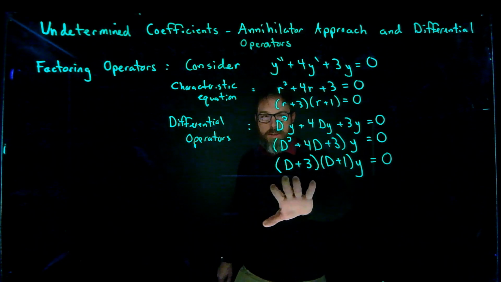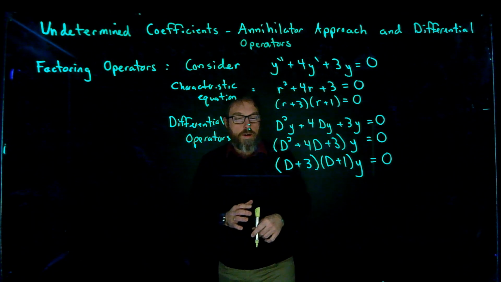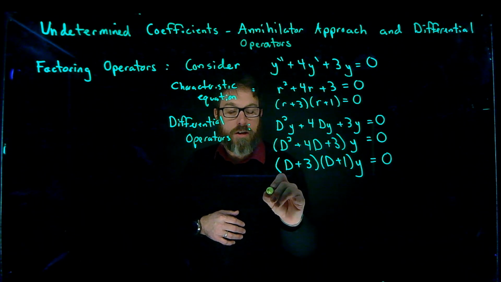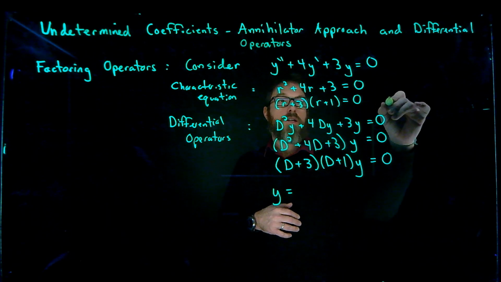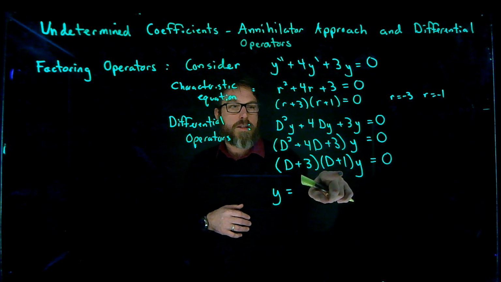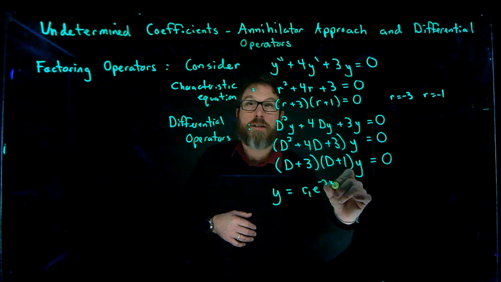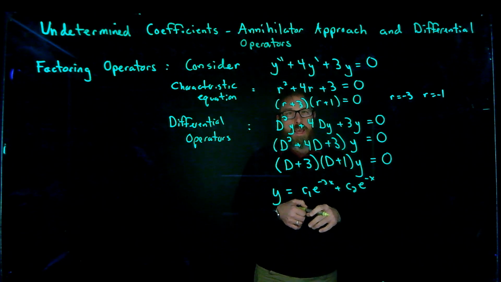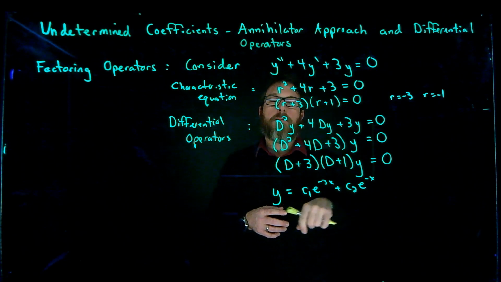So once I have these differential operators equal to 0, or the characteristic equation equal to 0, we know that these coefficients will work with the solutions to the differential equation. So our solution is going to be, well, we know that I have zeros here. We'll say r is equal to -3 and r is equal to -1. So this is going to be c1 e to the minus 3x plus c2 e to the minus x. And this solution is the full solution because this is a homogeneous differential equation.